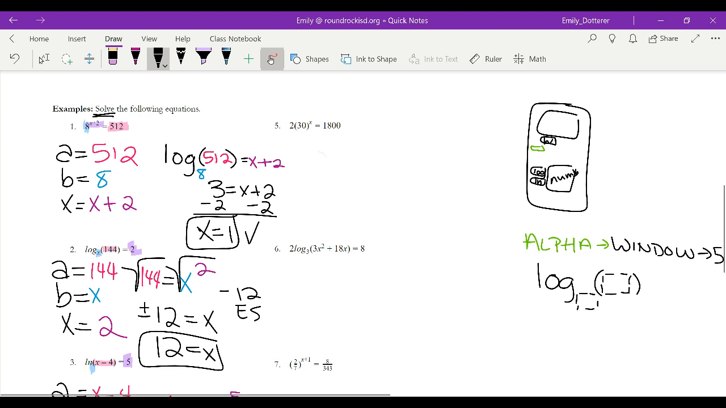Number 5. This one's not ready to go right away. What we're going to have to do first is divide both sides by 2. Because we have another value that's being multiplied by our exponential part, we're going to have to divide by that too. So 30 to the x equals 900.